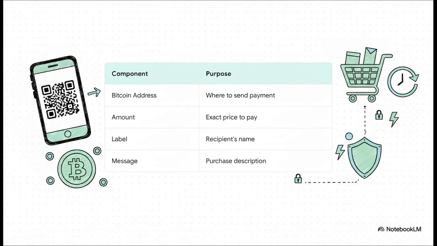So what's actually packed inside this code? When Alice's wallet scans it, it instantly pulls all the crucial info. It gets the Bitcoin address, that's where the money goes. It gets the exact amount, so no typos. It sees the label, Bob's store, so Alice knows who she's paying. And it even grabs a message, like a memo for the purchase. Everything is pre-filled, which means there's almost no way to mess it up.